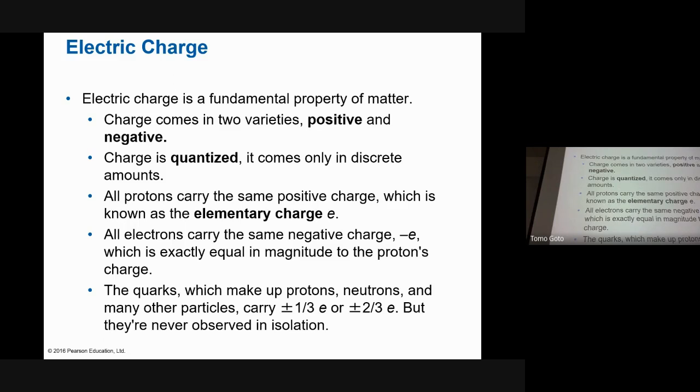The charge of plus 1 or minus 1 is the elementary charge. We use this E, right? Then all electrons, on the other hand, carry the negative charge, which is equal in magnitude to the proton's charge. So it's the same amount, plus E, minus E. The quarks, which make up protons, neutrons, and many other particles, carry plus or minus 1/3 or plus or minus 2/3, but they cannot exist by themselves. So they combine to make particles like these. So all charges are in discrete numbers.